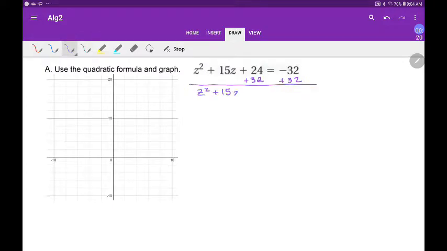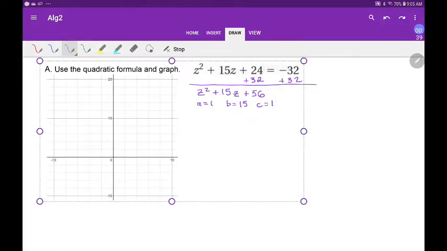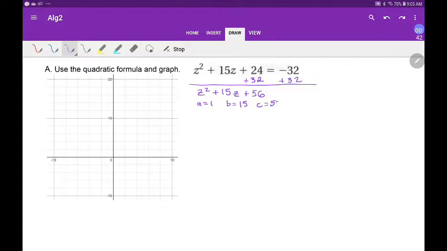So we're moving this 32 over, so we're going to have 56. Okay, so using the quadratic formula, a is equal to 1, b is equal to 15, and c is equal to 56. And of course that's built on the idea of a times x squared plus b times x plus c. That's the standard form of a quadratic right there.